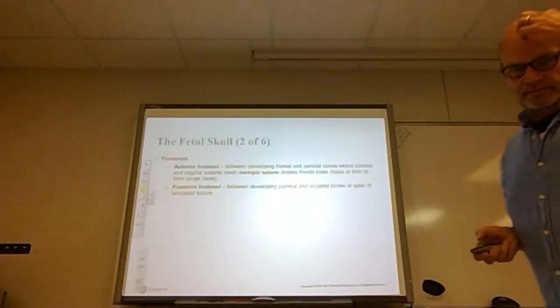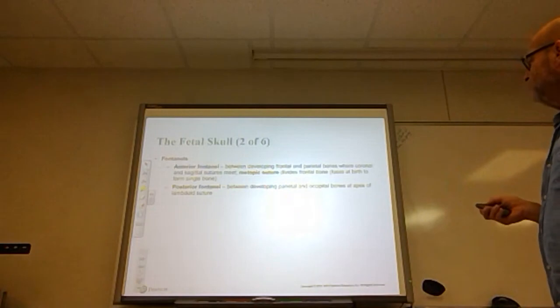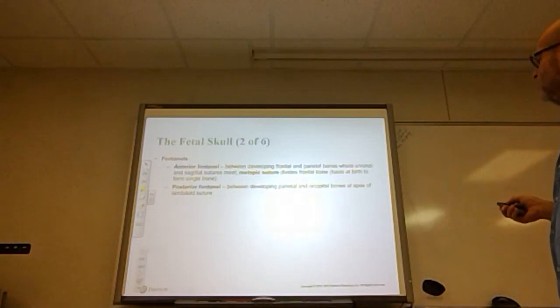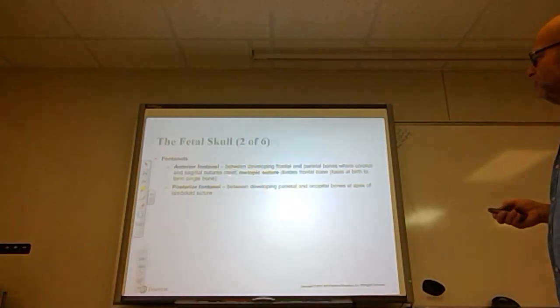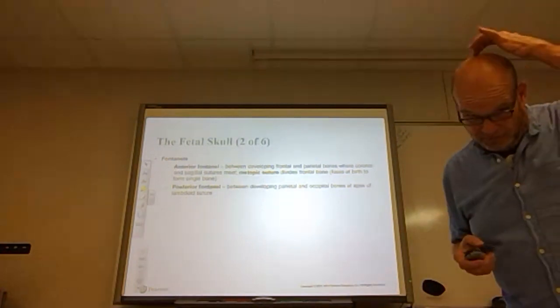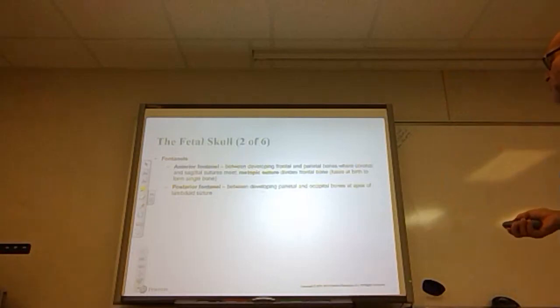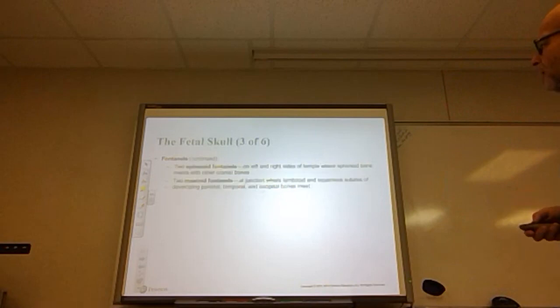The anterior fontanelle is going to be found right about in here on the baby's head, between the developing frontal and parietal bones, where the coronal and sagittal sutures meet. Metopic sutures divide the frontal bone and fuses at birth to form a single bone. The posterior fontanelle, found a little farther back in here, is between the developing parietal and occipital bones at the apex of the lambdoid suture.